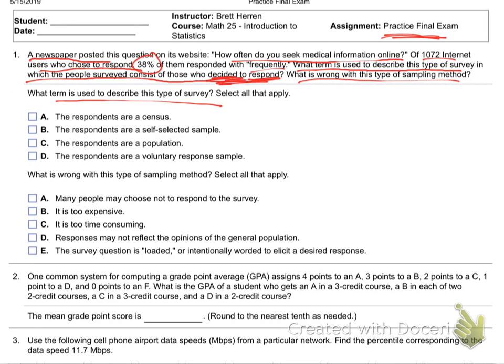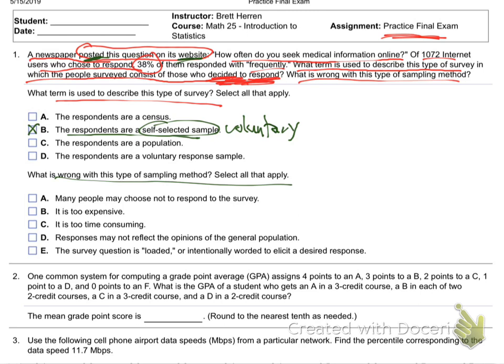So the people decided to respond, right? This question was posted on the website. So not everybody responded. A lot of people saw the post on the website and didn't bother to respond. Some did. So what's that called when that happens? B, the respondents are a self-selected sample or voluntary sample, same thing. And so what's wrong with that? A, many people may choose not to respond.